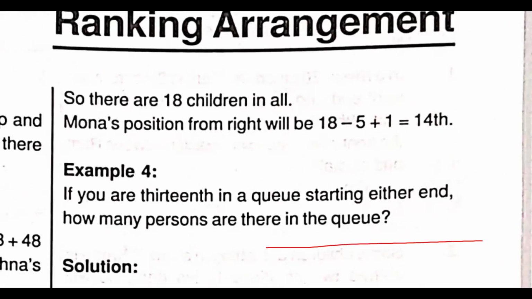There is a line. This is the left end, and this is the right end. And this is you. And you are 13th from both the sides. Now, if you are 13th from both the sides, you can just find out how many persons will be to the left of you and to the right of you. And then in that way, we can find the total number of persons.